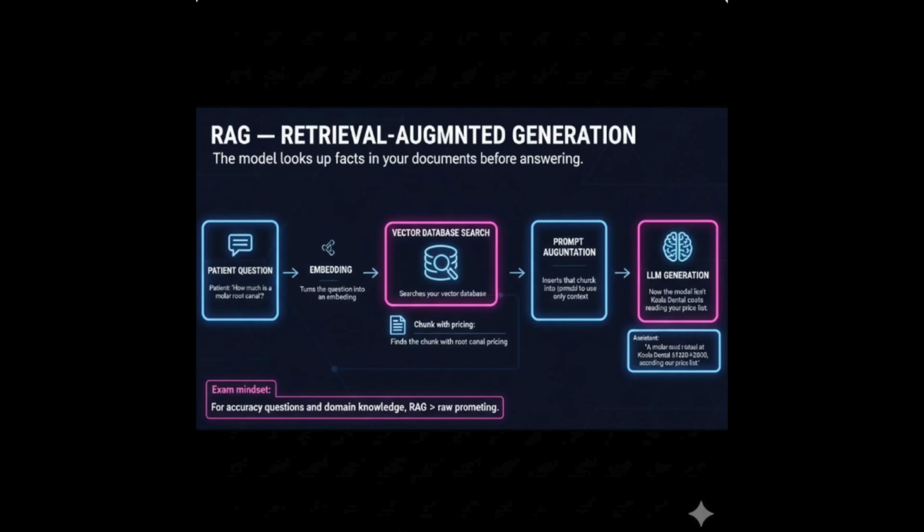Your system: 1. Turns the question into an embedding. 2. Searches your vector database. 3. Finds the chunk with root canal pricing. 4. Inserts that chunk into the prompt. 5. Asks the model to answer using only that context. Now the model isn't guessing, it's reading your price list. Exam mindset: for accuracy questions and domain knowledge, RAG, not raw prompting.